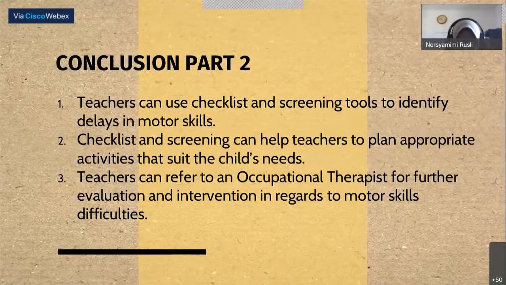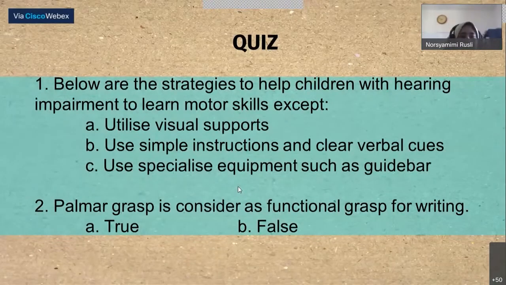Before we end, I also have a quiz for all of you, so we can go through together, about yesterday and today's session. So we'll start now. For number one, you can use the comment area to type in the answer. Number one, below are the strategies to help children with hearing impairment to learn motor skills, except: A, utilize visual supports; B, use simple instructions and clear verbal cues; and C, use specialized equipment such as guide bar.